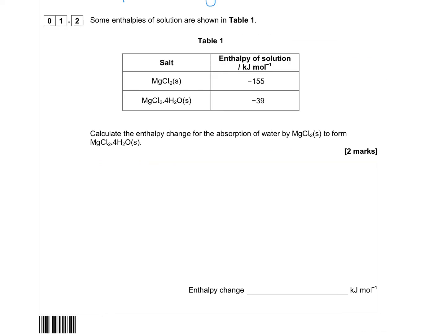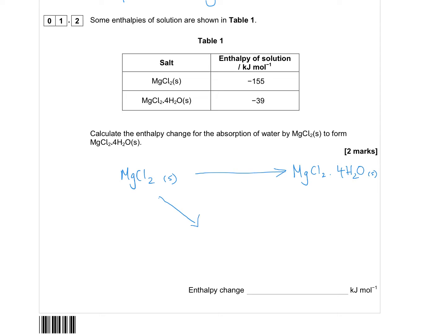So we're now being asked to calculate the enthalpy change for the absorption of water. Now they've given us enthalpies of solution, so if you remember your definitions, the enthalpy of solution is it going from being a solid to being fully hydrated ions. And they've given that to us for both the magnesium chloride and the magnesium chloride with the water.